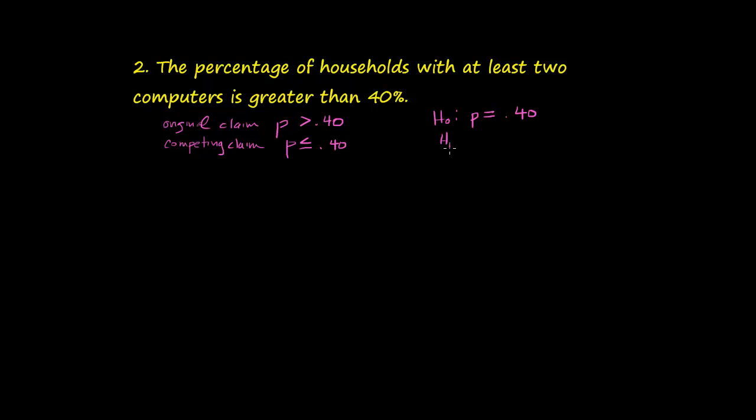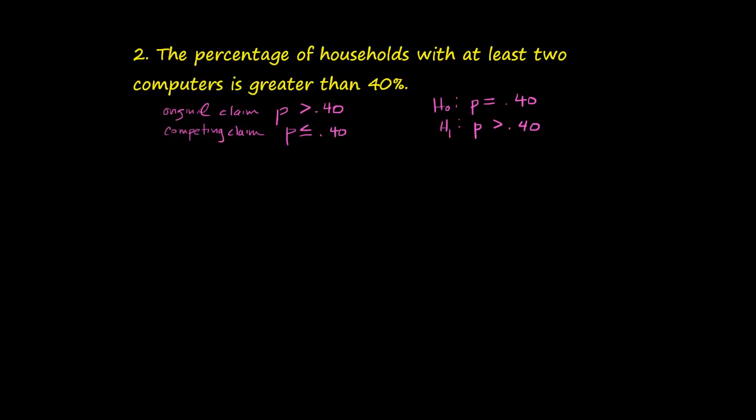And the alternate hypothesis. Now let's come back over here and look. Well, the condition of equality was with the competing claim. So that's with our H0. So the original claim is our alternate hypothesis, P greater than 0.40.